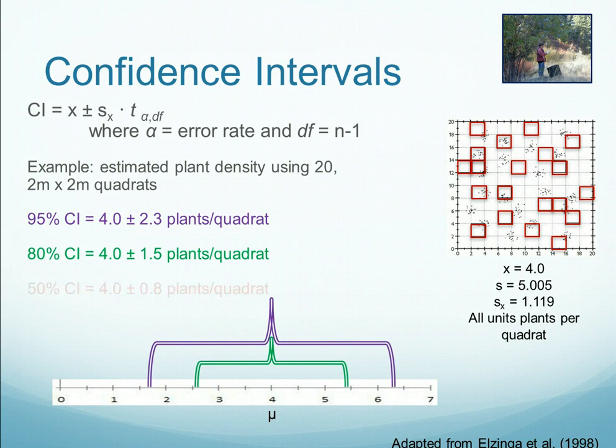Now let's look at an extreme example, which is a 50% confidence interval. In this case, we're saying that we're 50% confident that the true mean falls between 3.2 and 4.8. By saying that we're 50% confident that the true mean falls in this range, there's a 50% chance that it does not fall in this range, and that we're willing to draw the wrong inference 50% of the time. It's very unusual to see a confidence interval reported with this low level of confidence.